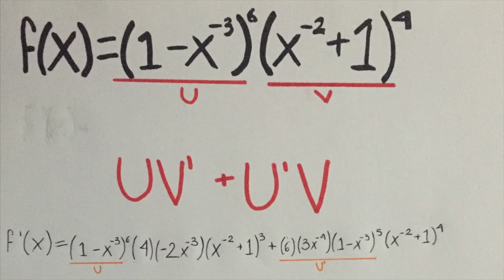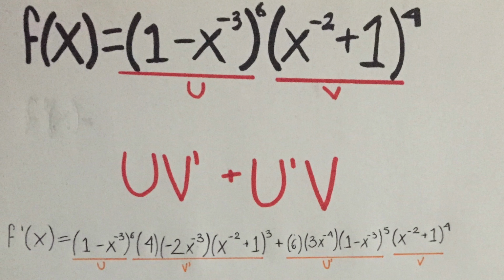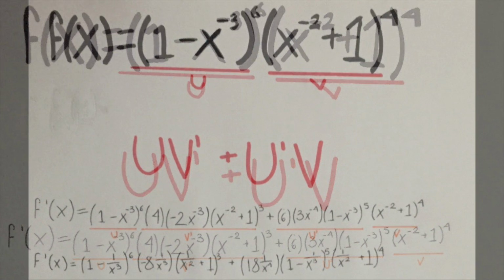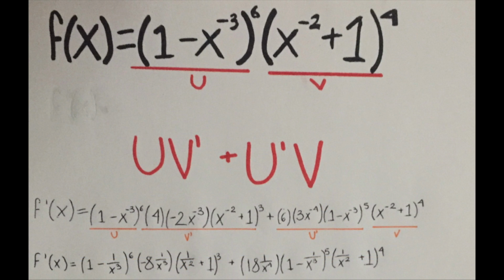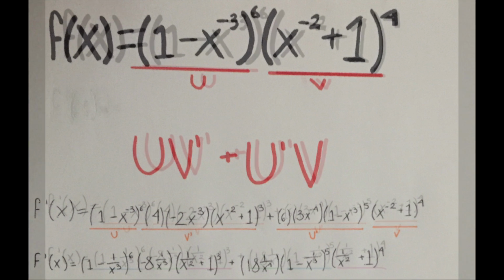Then we have to arrange our equation. So we mark the u and the derivative of u. Also, I mark the v and the derivative of v. After we have our equation arranged, we have to solve each multiplication, and then we get the final equation that we have to factorize to find our result.